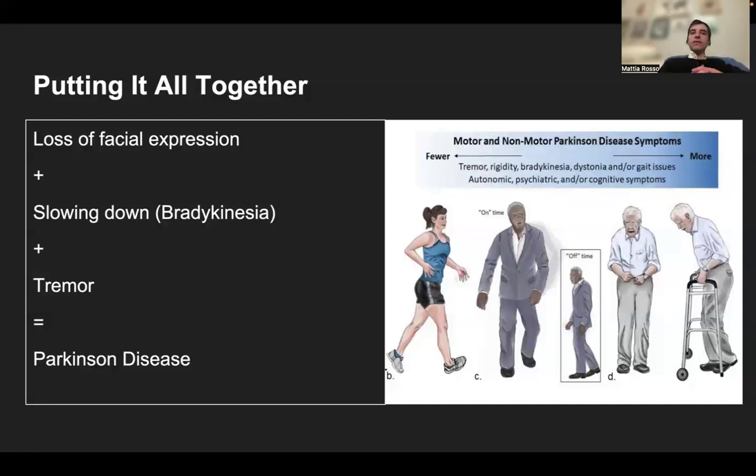And less movement will be seen as loss of facial expression and slowing down of the movements, what we call bradykinesia, which is a fancy word for slowing of the movements. That can be slowing of finger taps, slowing of agility. Patients may have trouble walking, for instance. And finally, tremor. All of these together are known as Parkinson's disease.